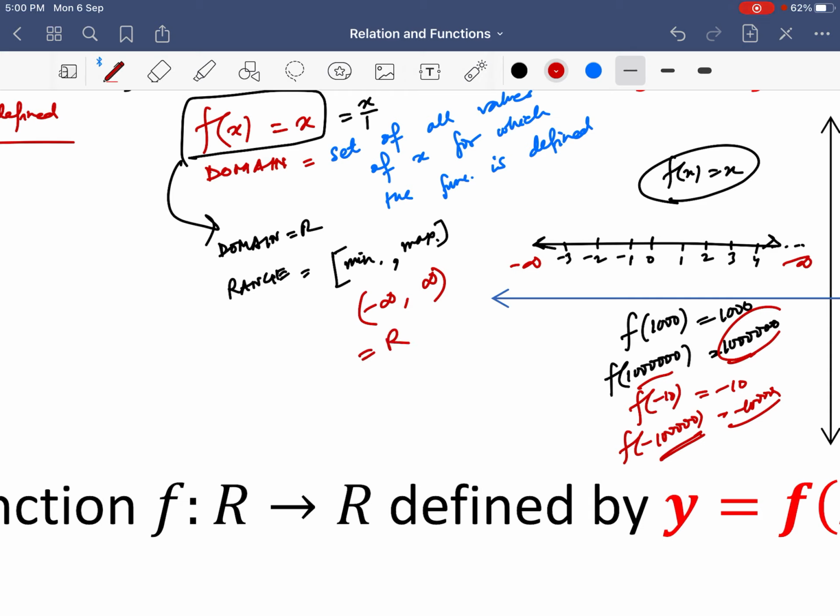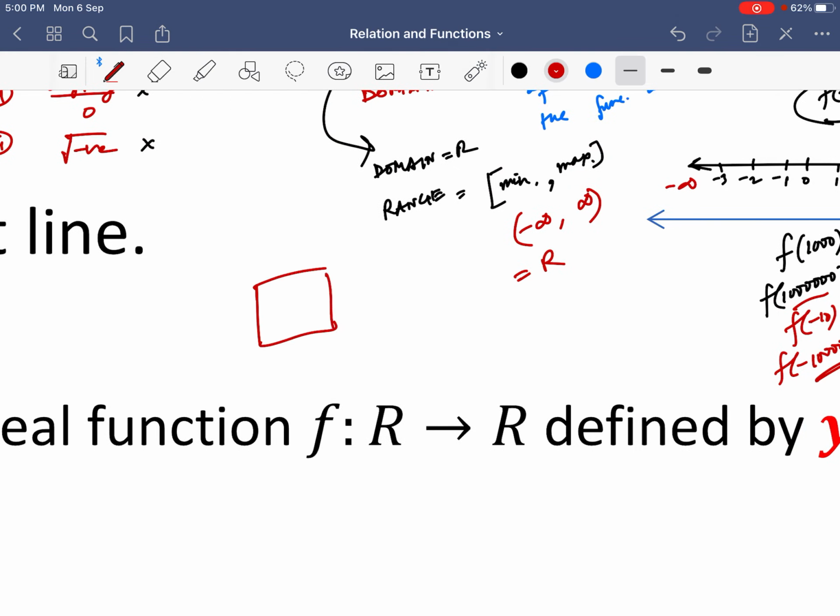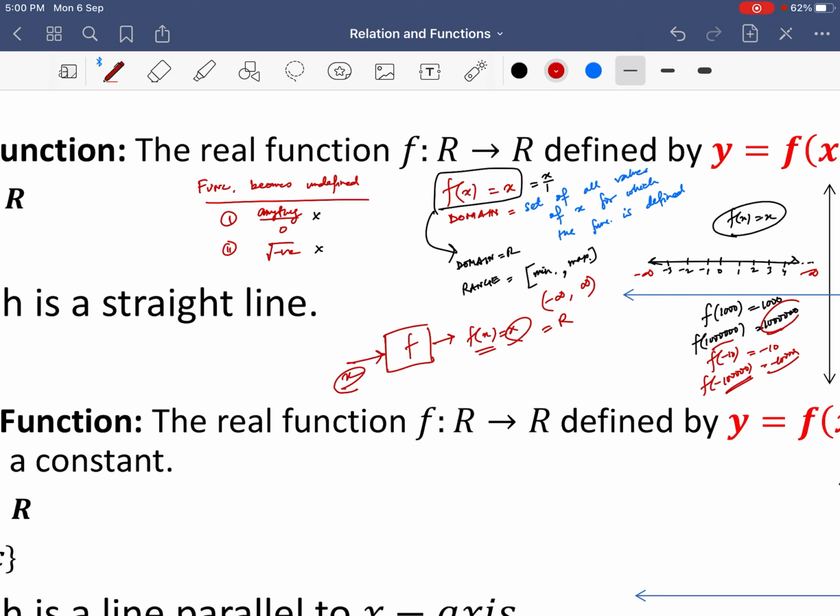Because it's an identity function. We already told you, for an identity function, whatever value you input, the function gives out the same value. The function is nothing but a machine. What do you input? You input x, and what do you get? You get f of x. And for the identity function, f of x is equal to x. So basically the machine doesn't do anything. If you give x, it will give out x. That's why if the domain is R, then the range will also be R, because whatever you give to the machine will output the same thing. So that's the identity function.